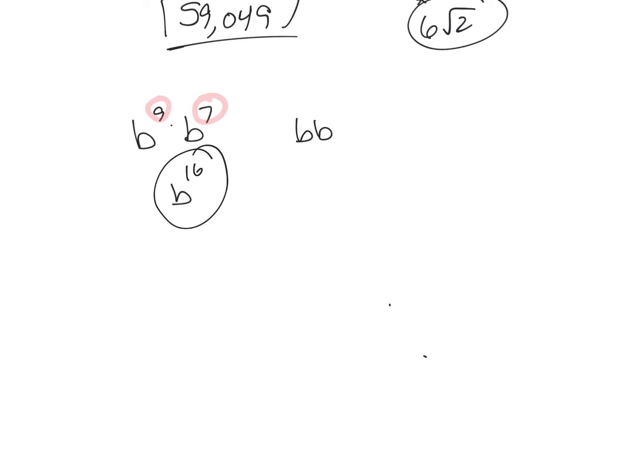You can also look at it as we have 9 b's, right? 1, 2, 3, 4, 5, 6, 7, 8, 9. 1, 2, 3, 4, 5, 6, 7. So we have a total of 16.